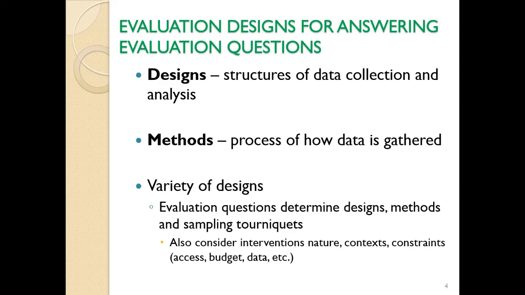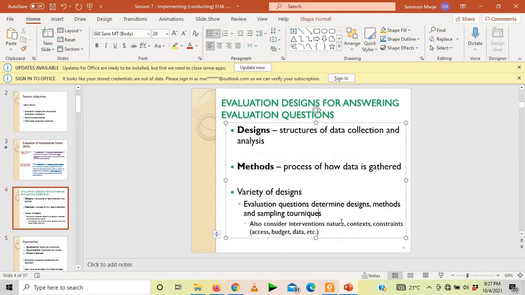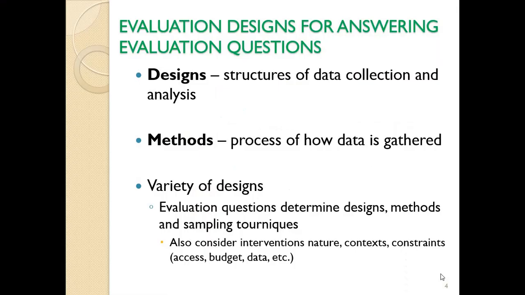You have a variety of designs, but of course the evaluation questions will determine what kind of designs, what kind of methods, and what kind of sampling techniques or approaches would be employed. But also consider the nature, context, constraints, budget, and data, and so on. Of course, also look at what Bamberger talks about when he talks about real world evaluation.